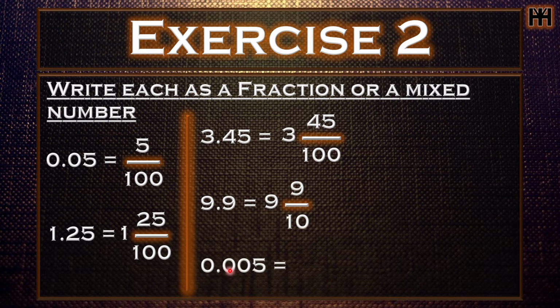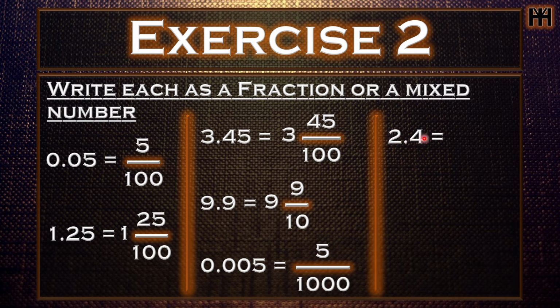Okay, 0.005, it's as if we have 5 divided by 1000. 5 over 1000. Okay, 2.4 as if you have 2 and 4 over 10.